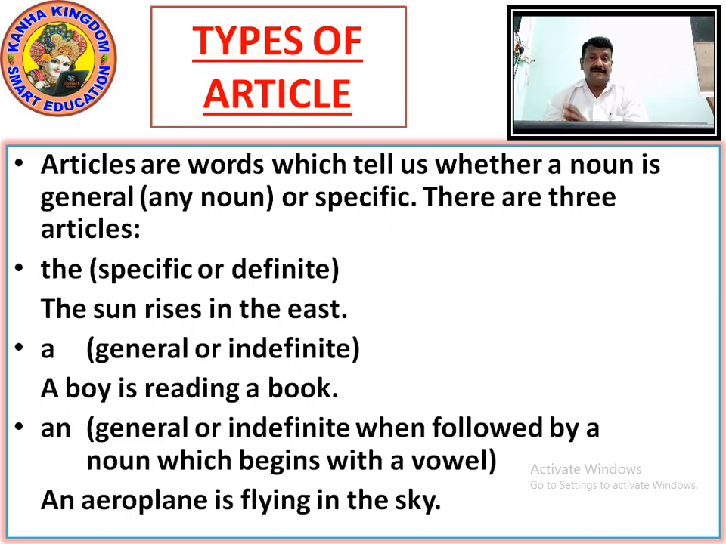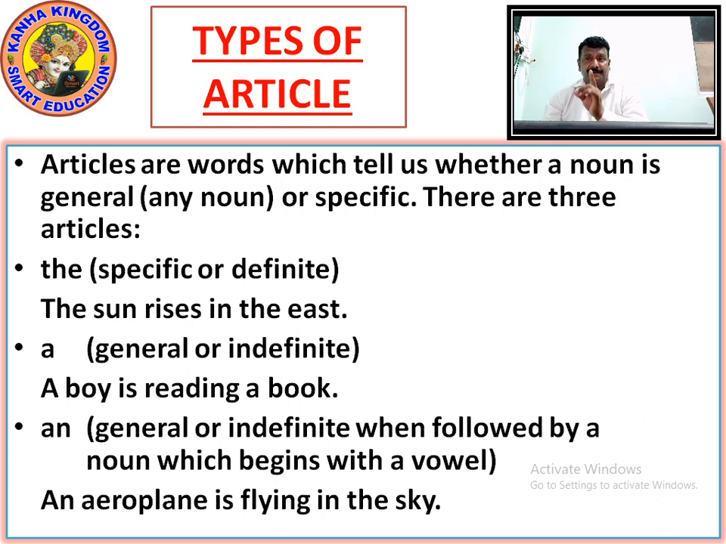So here we have seen an aeroplane. Always it's addressed as an. If it is egg, which starts with E, or elephant, again it would be an, used prior to the noun which begins with a vowel. An egg, an elephant, right? So now, an aeroplane is flying in the sky.